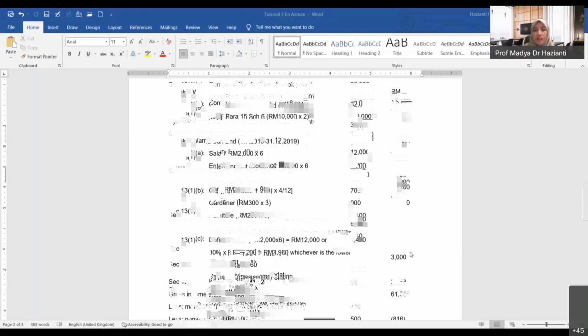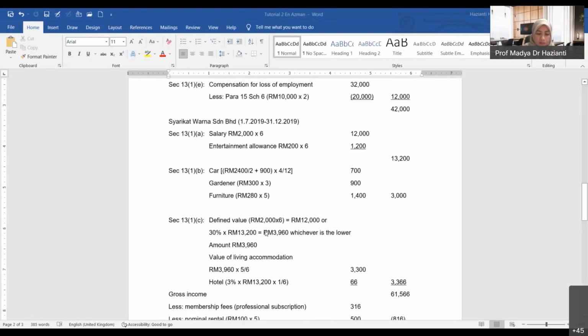And then we move on to 13(1)C. For 13(1)C, he has a rumah fully furnished living accommodation. Rental 2,350 a month, which includes 350 as the rental of the furniture. Alright, remember that is the defined value. Defined value adalah harga sewa rumah, tapi harga sewa rumah yang unfurnished. So here rumah dia sewa 2350 termasuk rental, so termasuk furniture. So harga rumah unfurnished is 2000. 2000 times 6.